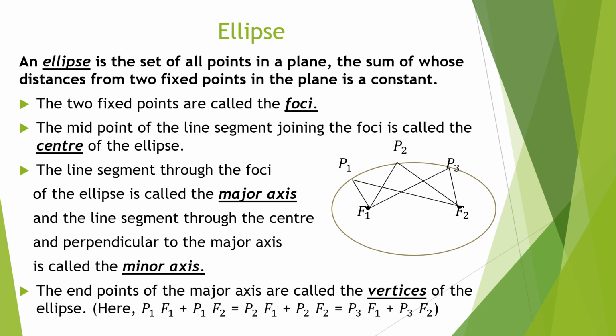That means p1 f1 plus p1 f2 will be the same as p2 f1 plus p2 f2, and that will again be the same as p3 f1 plus p3 f2. These two fixed points are called the foci. The midpoint of the line segment joining the foci is called the center of the ellipse. The line segment through the foci of the ellipse is called the major axis, and the line segment through the center and perpendicular to the major axis is called the minor axis.